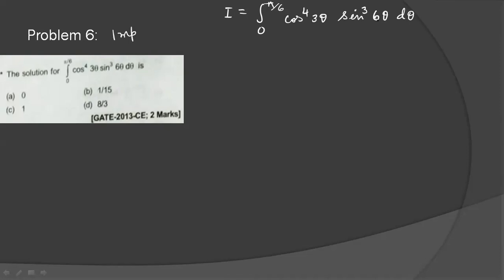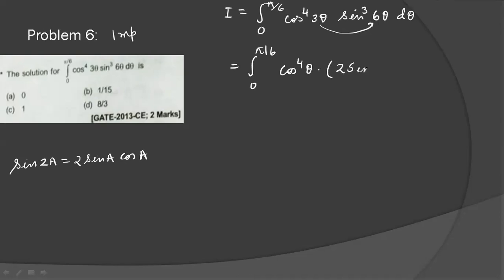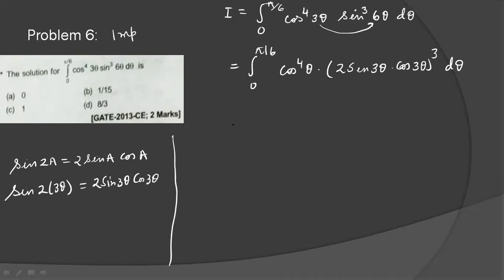You can see that this angle is double of this angle. So we use the formula sine 2a equals 2 sine a cos a. By using this formula, your angle will be the same in each factor. So it will be cos to the power 4 theta into 2 sine 3 theta cos 3 theta whole cube d theta. We can write sine 6 theta as sine 2 into 3 theta, then you can write it as 2 sine 3 theta into cos 3 theta. I am using this result here.